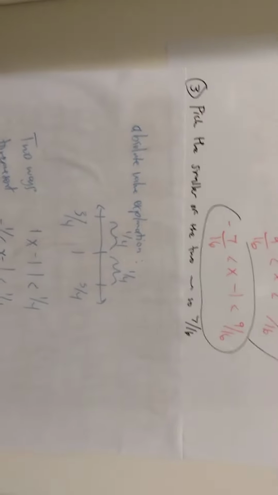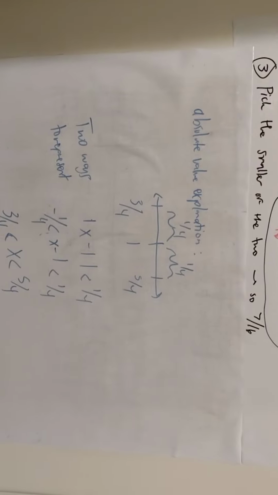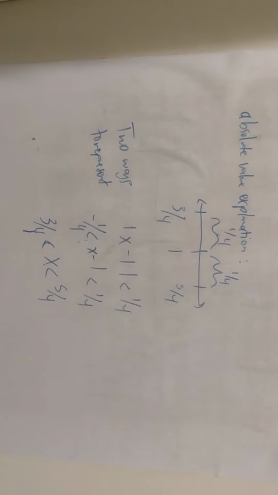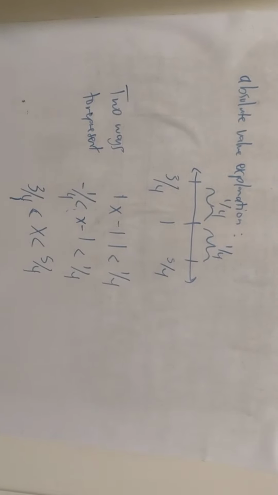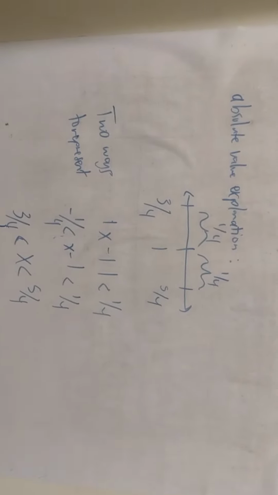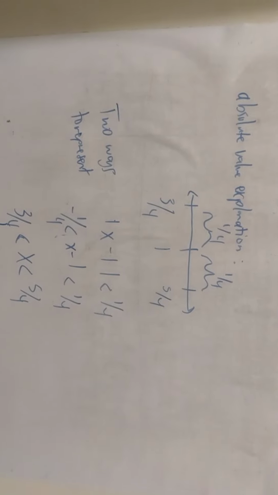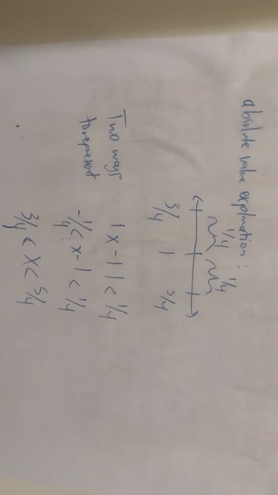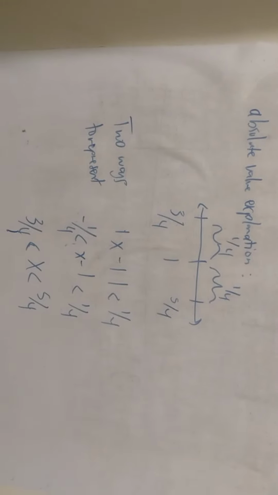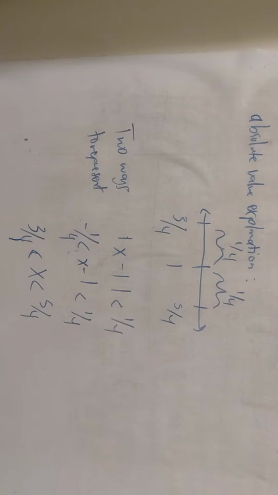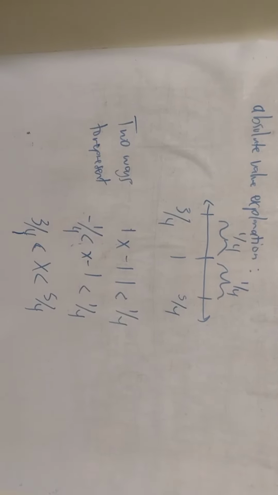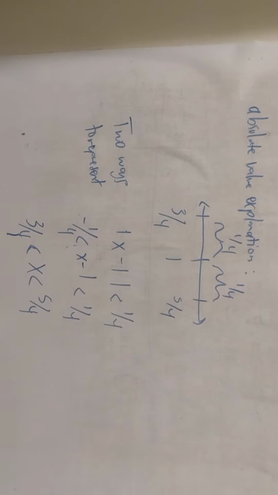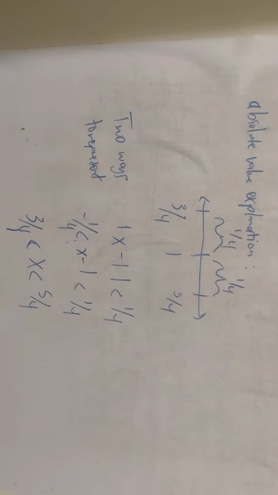I know that's a bit confusing, so I tried to do a second whiteboard here just to explain how the absolute value works. Here I have a number line with 1 in the middle. If I want to go a distance of 1/4 to the right or 1/4 to the left, there are two ways to represent that information. The first is with an absolute value symbol. So we say absolute value of x minus 1 is less than a fourth. What that tells you is the distance from x to 1 is a fourth.